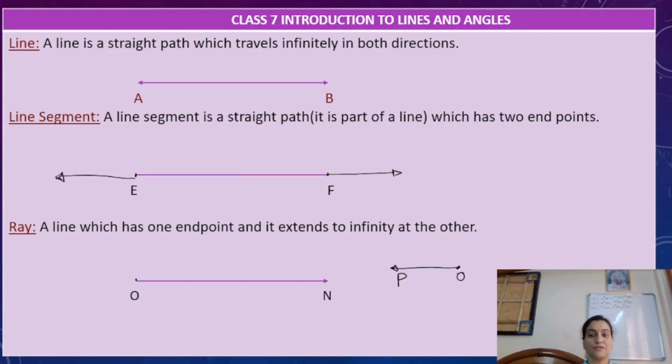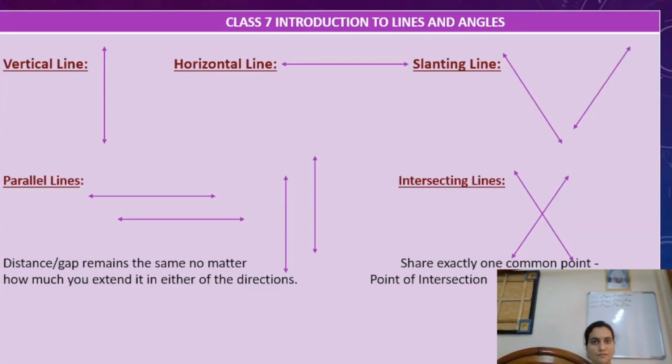Now let's understand different types of sets of lines, the different types of lines that we encounter. Vertical line, which is a standing line, horizontal line, a sleeping line, slanting line, neither sleeping nor standing. They are like a slide, like a ramp. Okay, slanting line. Parallel lines. Parallel lines means the distance or gap remains the same between the two lines, no matter how much you extend in either of the directions. They will never cross each other, right? So these are a pair of horizontal parallel lines. These are a pair of vertical parallel lines.